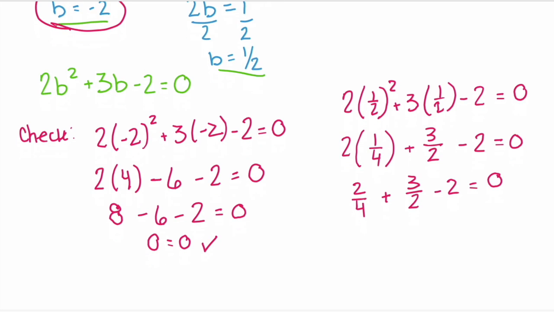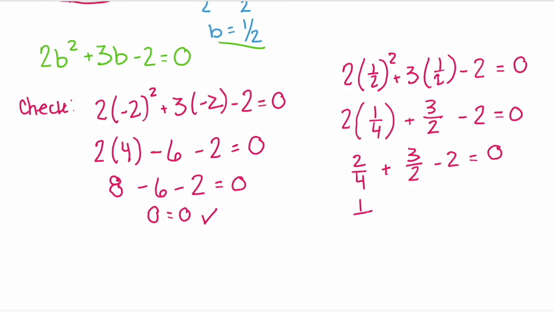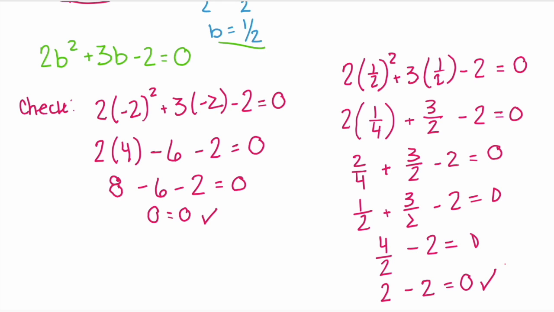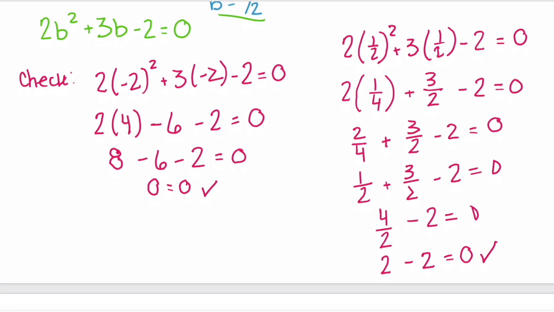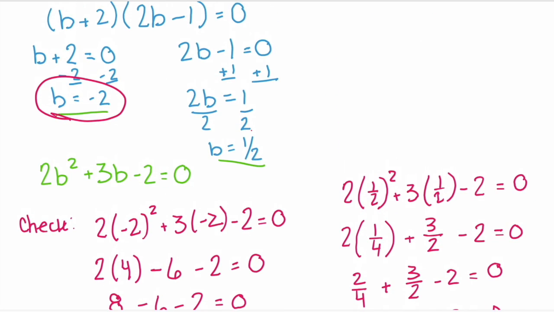Okay, let's simplify the 2/4. 2/4 is actually 1/2. So we have 1/2 plus 3/2 minus 2 equals 0. Well, 1/2 plus 3/2 is 4/2. And 4/2 simplifies to 2, so 2 minus 2 equals 0. So that also checks. So this tells us that b equals 1/2 is also an answer. So our answers here are b equals -2 or 1/2.